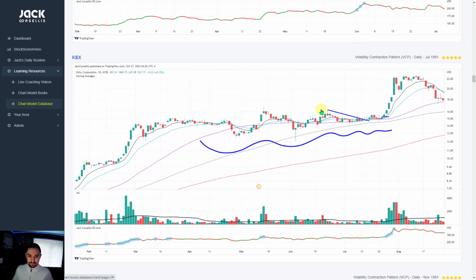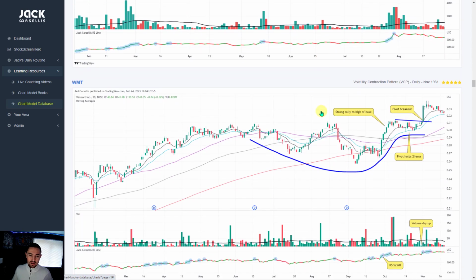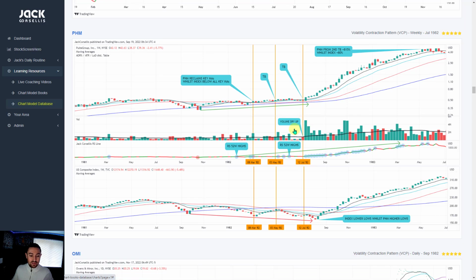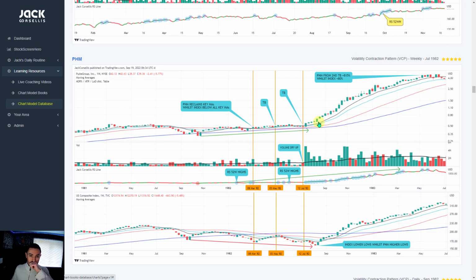Let's see what else we got. Let's keep going through it, and again, I'd encourage you guys to scroll through these ones. We've got ones on the weekly chart as well. So do you see how over here this is actually versus the index? So you see a couple of these as well. This is a good one to do.